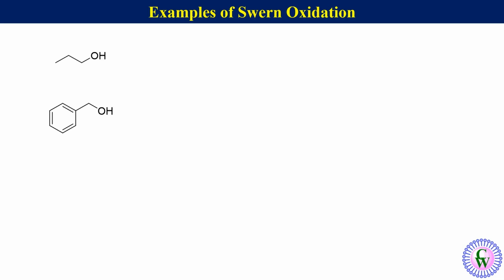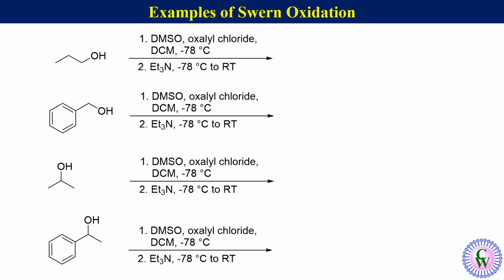1-propanol, benzyl alcohol, 2-propanol and 1-phenylethanol when undergo Swern oxidation produce propionaldehyde, benzaldehyde, acetone and acetophenone respectively.